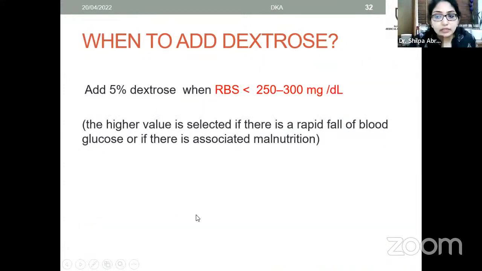So we have started the fluid. We know how much to start, at how many ml per hour to start. Next, when do we add dextrose? We expect the glucose to fall about 50 to 100 milligram per deciliter every hour. So when the glucose falls to about 250, then you add 5% dextrose. So if you're giving NS, you change it to DNS at that point.